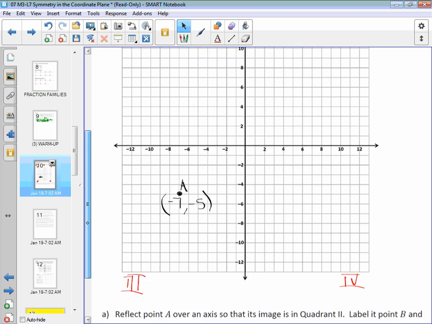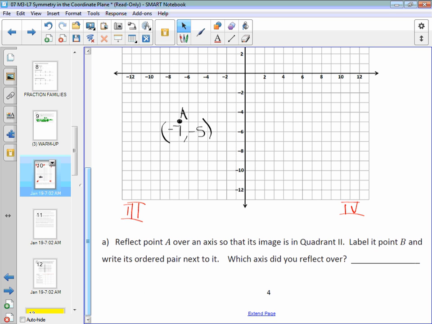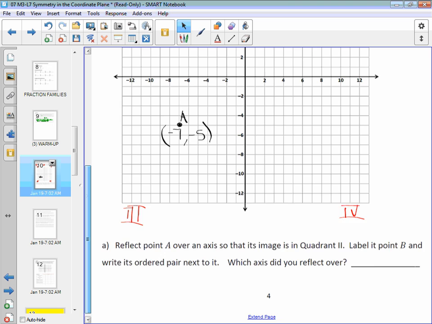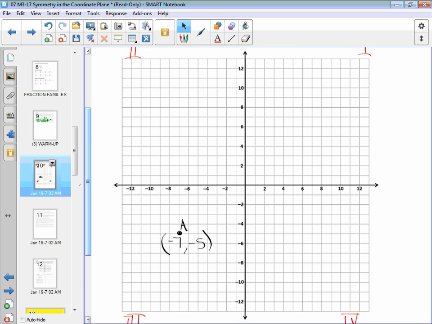So starting with A, we're going to take point A and reflect it over an axis so that its image is in quadrant 2. So automatically we're thinking that our mirror image of A has to be in quadrant 2. So when you think about that, it's got to be the same distance from the x and the y as point A was. The only difference is you're in quadrant 2. Anybody want to try to come and do it? Nate.